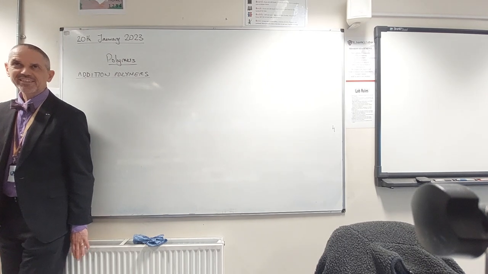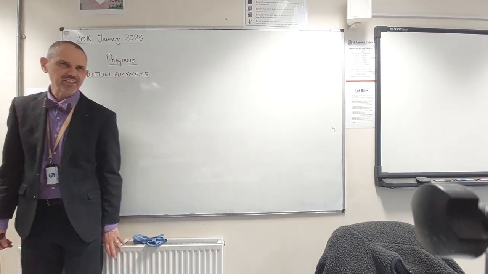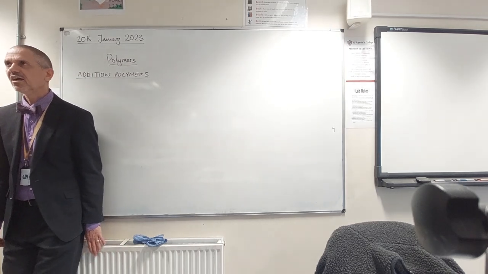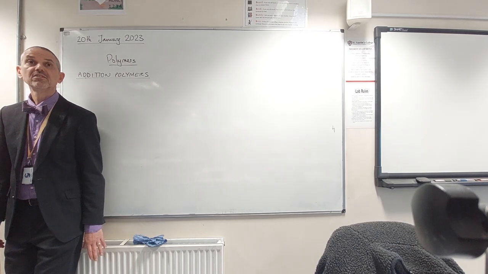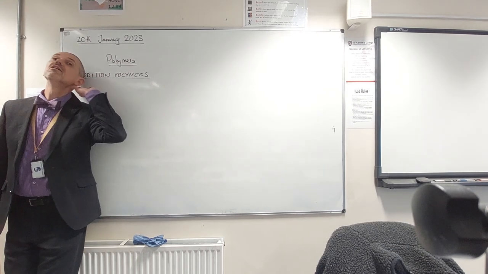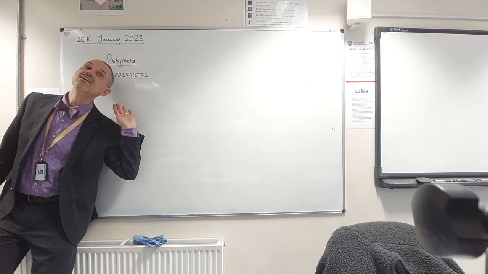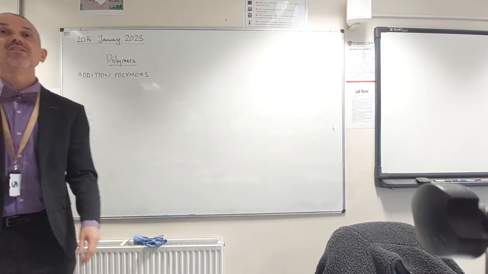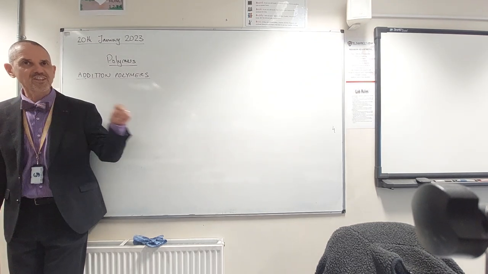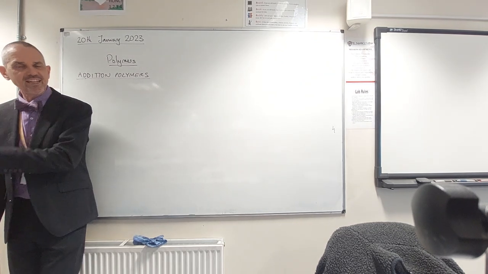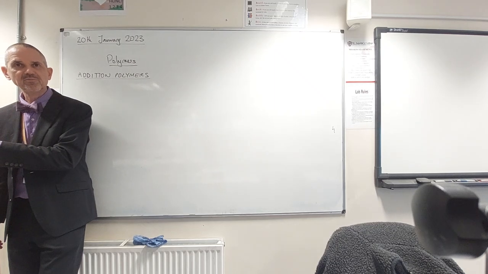So for addition polymerisation, and you covered this in GCSE as well, briefly, we have to start with what? What do we need for addition polymerisation? A bit louder, thanks. A long alkene chain. Oh, sorry, that's you. A long alkene chain. We don't need a long alkene chain. The polymer is the long chain. The alkene is the thing we need to start with.